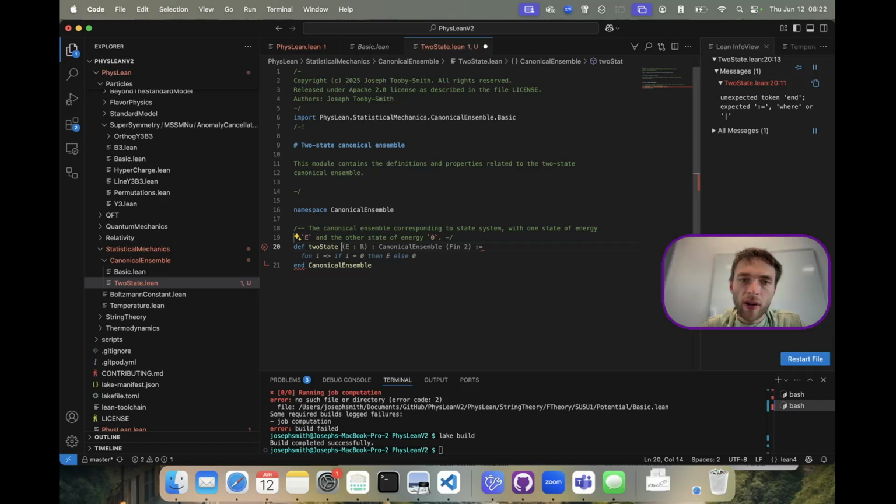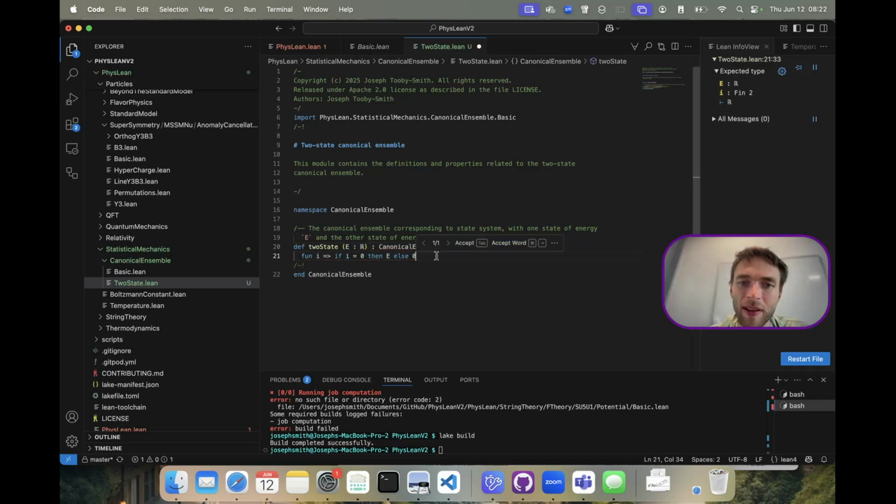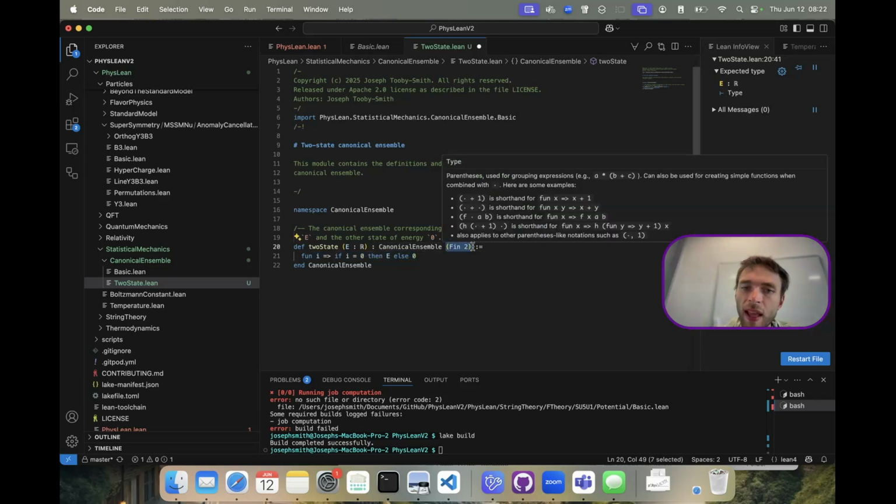And what are the properties? I mean, it's already done a pretty good job, GitHub Copilot, of doing this for us. So it has an energy E, which is a real number, and it gives us a canonical ensemble, which is based on the type fin2. And fin2 is basically the types 0 and 1. And this is what we want for a two-state system. We have two states, so we want a type of two elements.